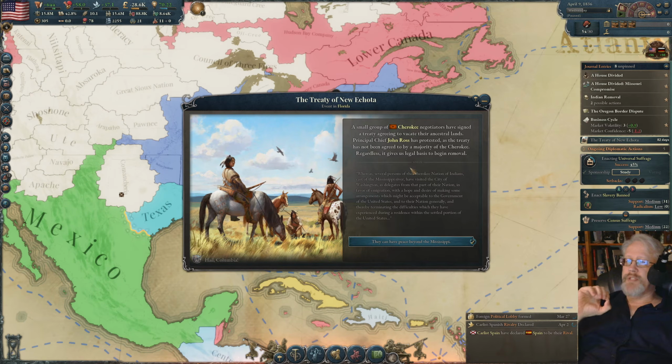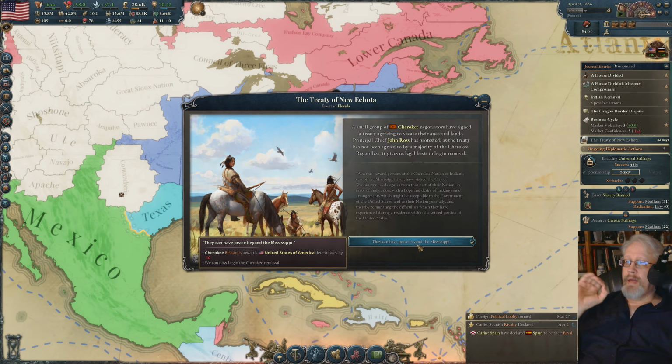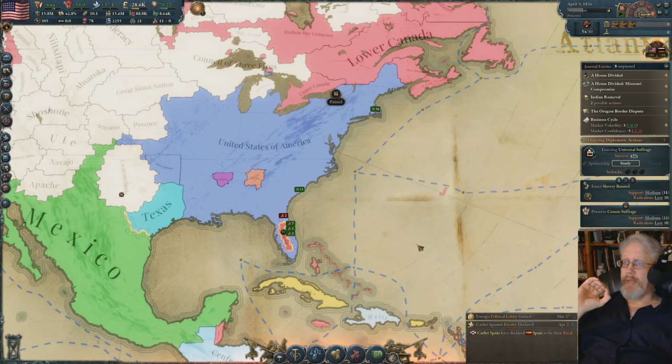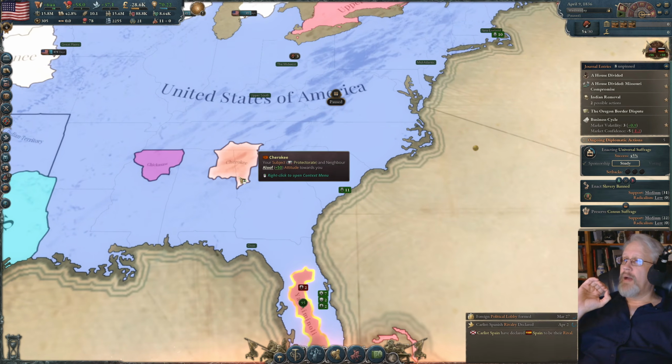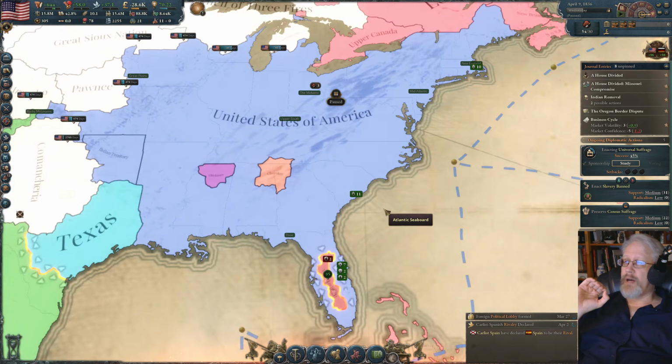A small group of Cherokee negotiators have signed a treaty agreeing to vacate their ancestral lands. Principal Chief John Ross has protested as the treaty has not been agreed to by a majority of the Cherokee. Regardless, it gives us a legal basis to begin removal. This will deteriorate our relations with the Cherokee by 10, and we can begin their removal. This is the Cherokee, these are the Chickasaw.